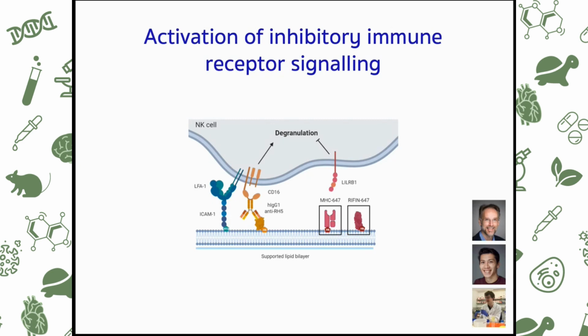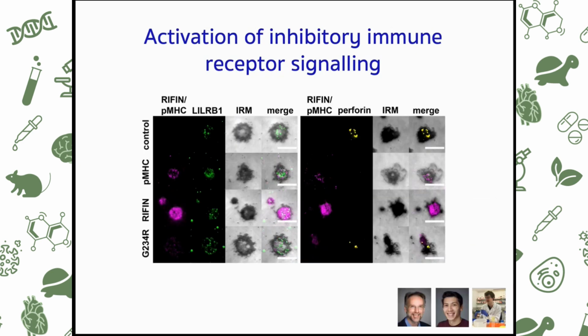So what happens when we do this assay? So what you see here is the contact area between the killer cell and the membrane. So where you see a dark image in this IRM image, that's the contact area. Now you can see normally when an NK cell contacts one of those bilayers, perforin in yellow gets deposited, and perforin is the molecule that does the killing. So if the NK cell docks onto that bilayer, it's going to activate it, and that NK cell is going to release that perforin, the toxin that kills the cells.